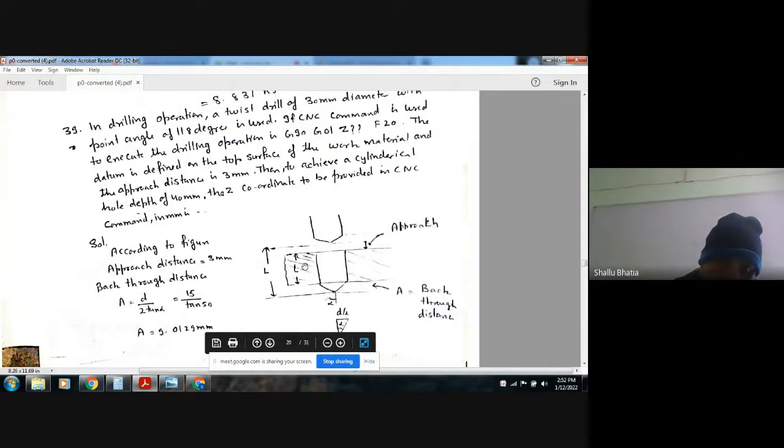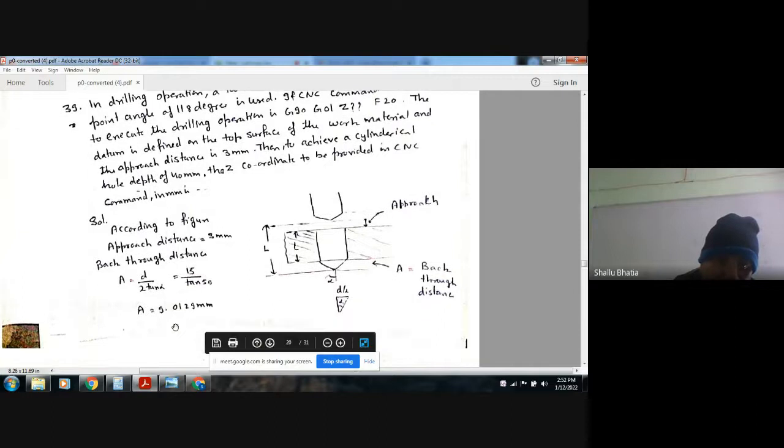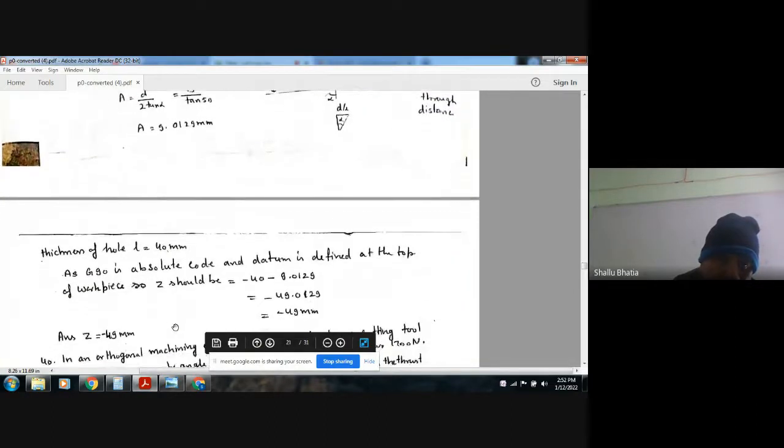And this distance is the hole depth, the depth of the hole or thickness of the sheet. This is your 40 mm. Now we have to take reference from this, and we are going from this point to this point. So this will be 40 plus 9.0129, which is minus 49.0129.